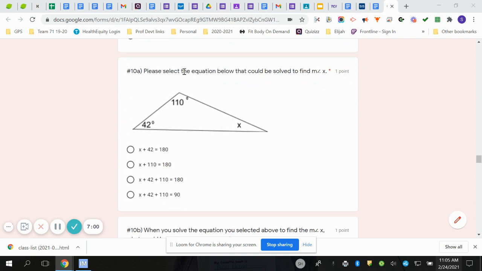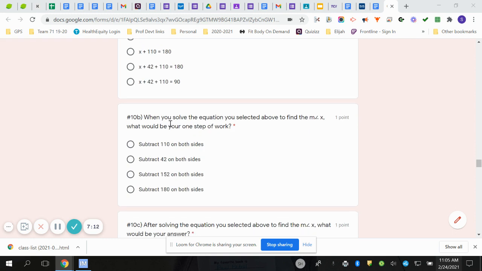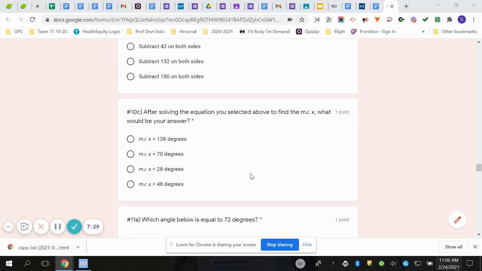10A. You're going to select the equation that would solve this triangle. And you can read those numbers just fine. When you solve that equation you selected above, what is your first step of work? Would you subtract 110 on both sides, subtract 42 on both sides, subtract 152 on both sides, or subtract 180 on both sides? After solving this first step equation, you're going to give me an answer.